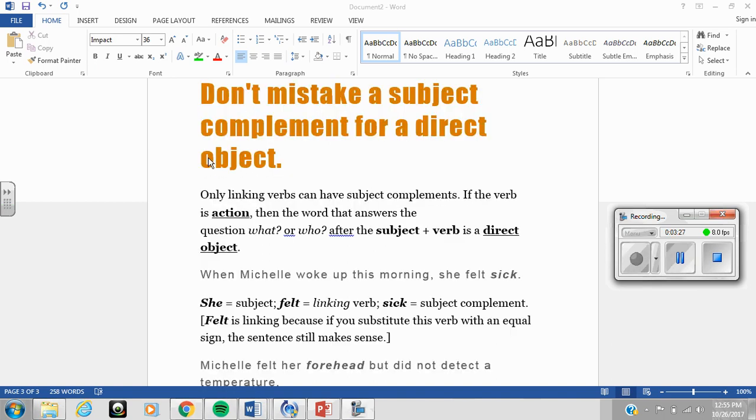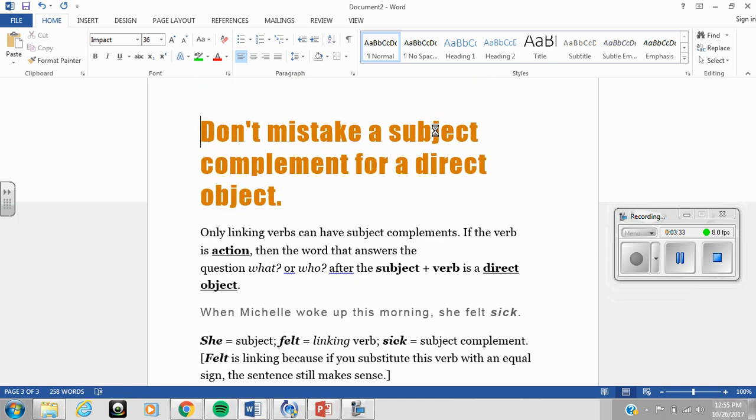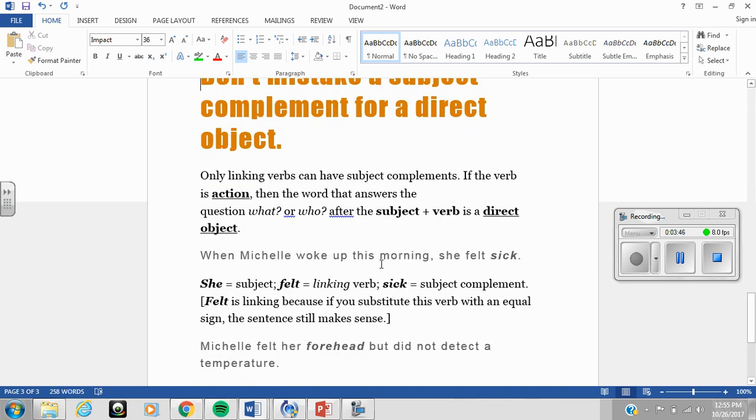So finally, just the last kind of thing here, don't mistake subject complements for direct objects, all right? Only linking verbs can have subject complements. So action verbs can have complements, but they can't have subject complements. So if the verb is an action, then the word that answers the question who or what after the subject or verb is the direct object.